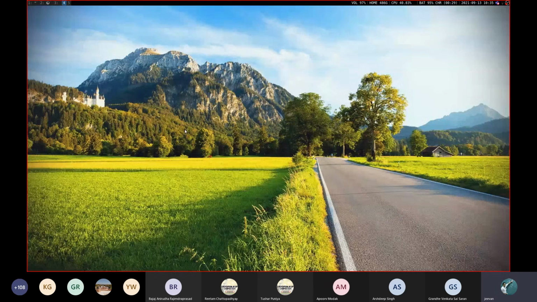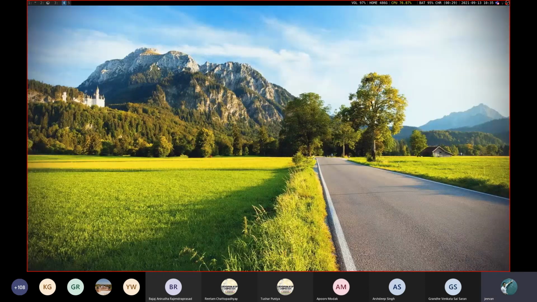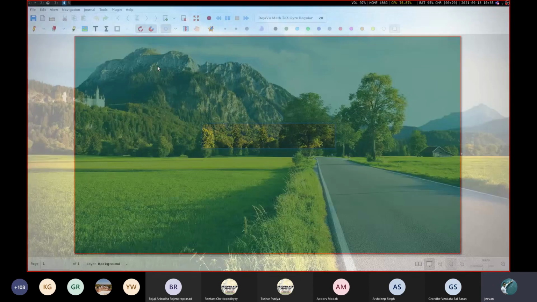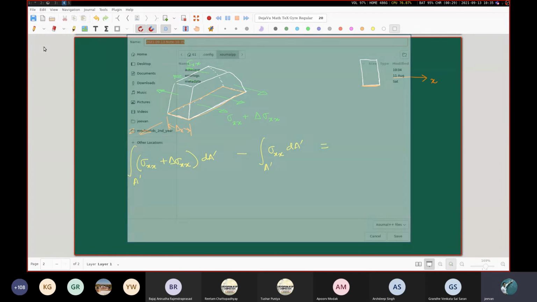My writing app crashed. Sorry. I hope something is salvaged. Just a second. It is okay. Yeah, everything is fine. I'll quickly save this thing.